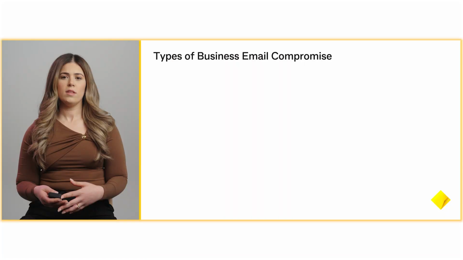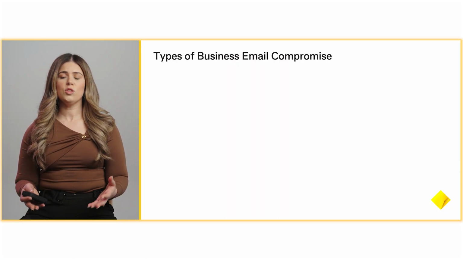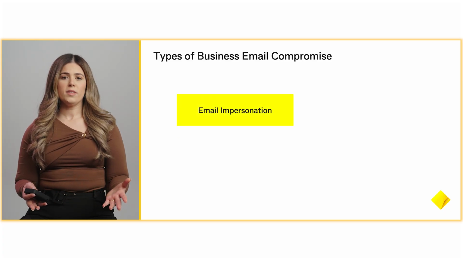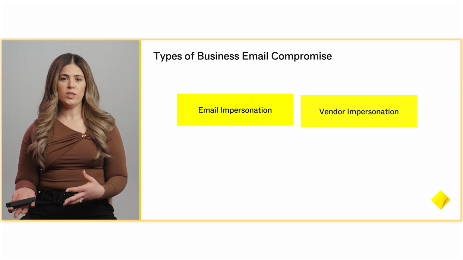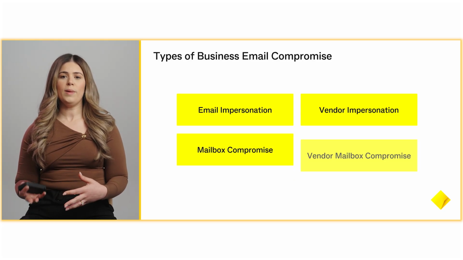Scammers use a range of tactics to trick businesses into updating bank details or sending money to the wrong account. Here are 4 common types of business email compromise to watch out for: email impersonation, vendor impersonation, mailbox compromise, and vendor mailbox compromise. Let's take a closer look at each of these and how to protect your business from them.